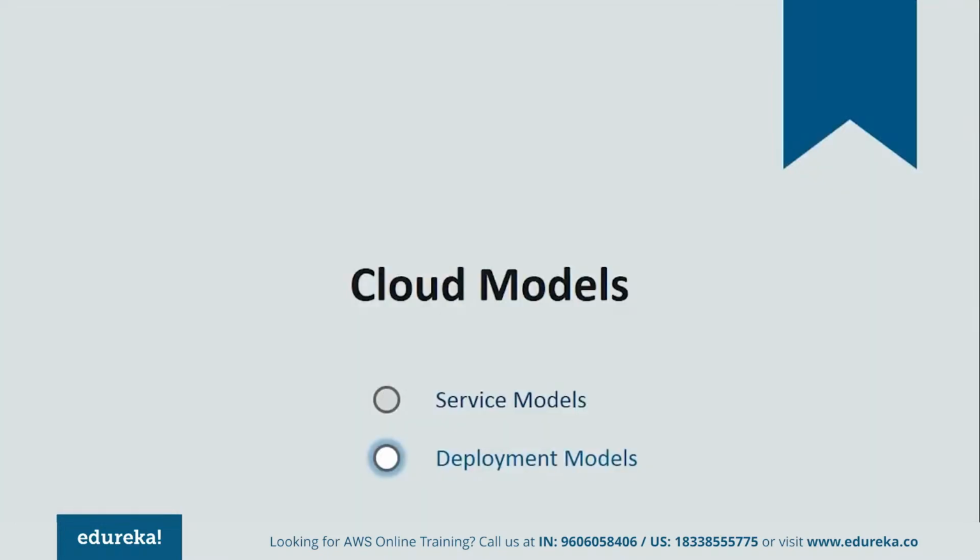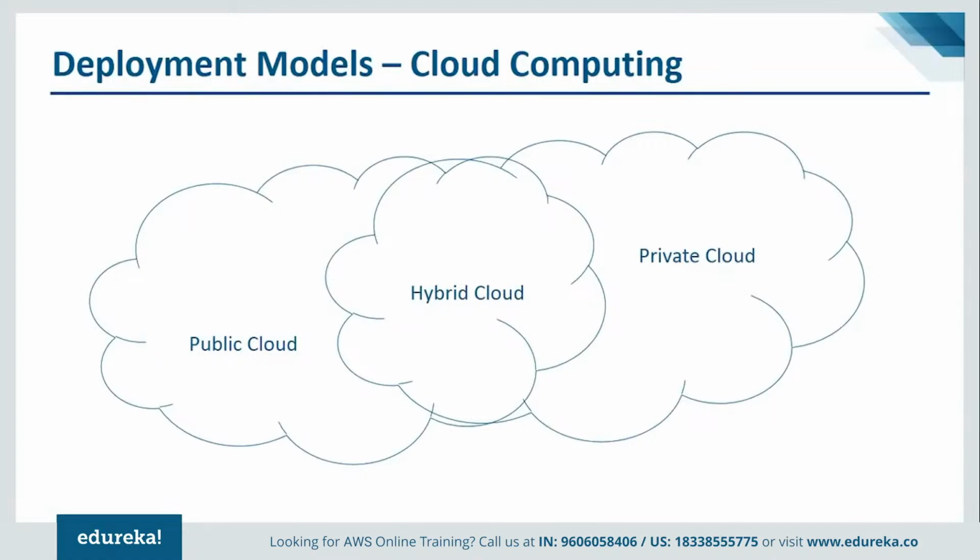Then comes the deployment models. So what are deployment models? Deployment models are basically of three kinds. You have the public cloud, you have the hybrid cloud, and then you have the private cloud, right? So what is the difference between these three? Public cloud is basically when you're sharing your server with a host of different people, right?